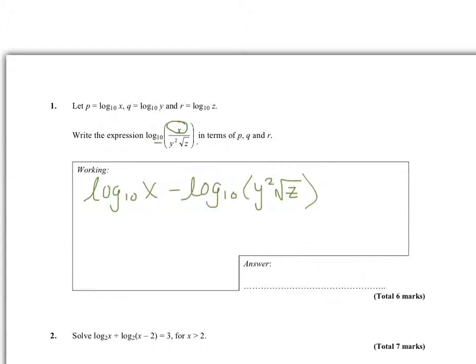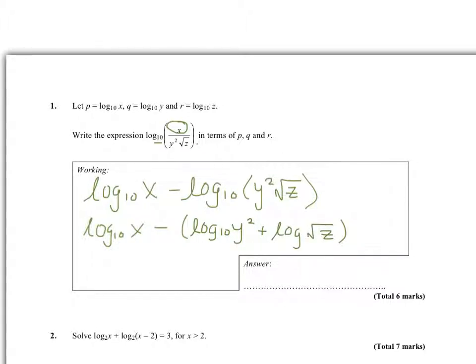Now, once I split this into my 2 logs like I have here, I need to keep going as far as I can go. So the next step might be, okay, well, my log base 10 of x is fine. That's all done. But I need to split the next 2. And when I look at this y squared and square root of z, they're being multiplied. So I can use the product rule to split it into 2 logs that are being added.